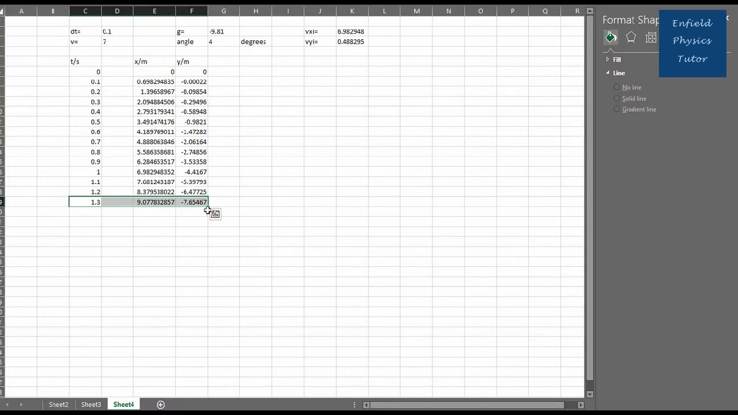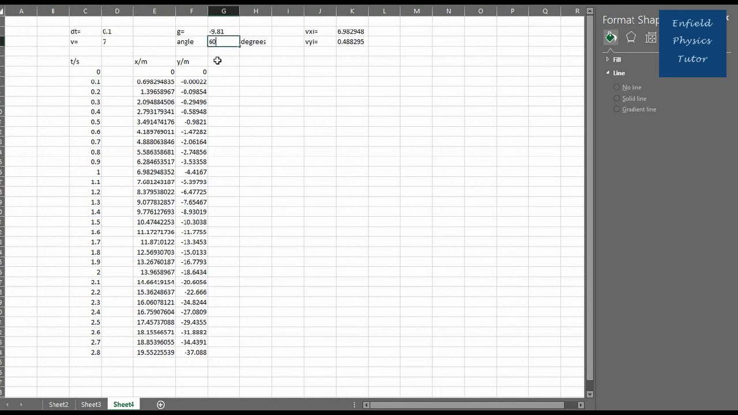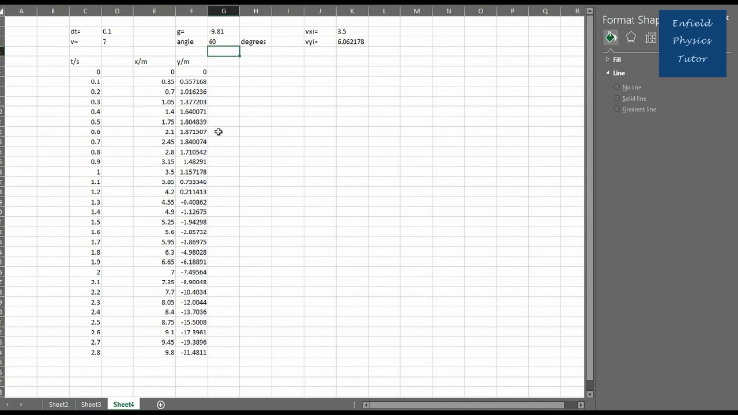We've generated about a second's worth of data. It's not really enough, so we just highlight the bottom row and drag it down to give ourselves 3 seconds worth of data. That'll make the graph look a bit more complete.